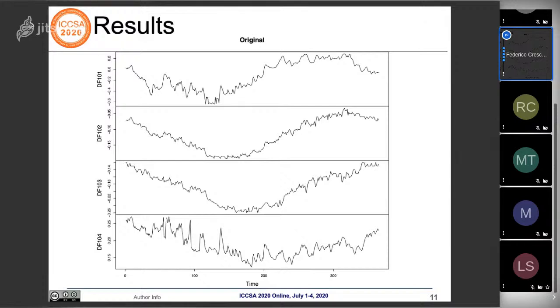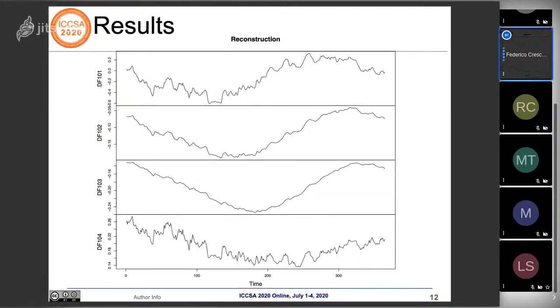So here you can find the actual time series of the first 4 deformometers. And here you can see the reconstruction. The reconstruction is pretty good, and actually the MSE is 0.066. So it's a very good reconstruction.